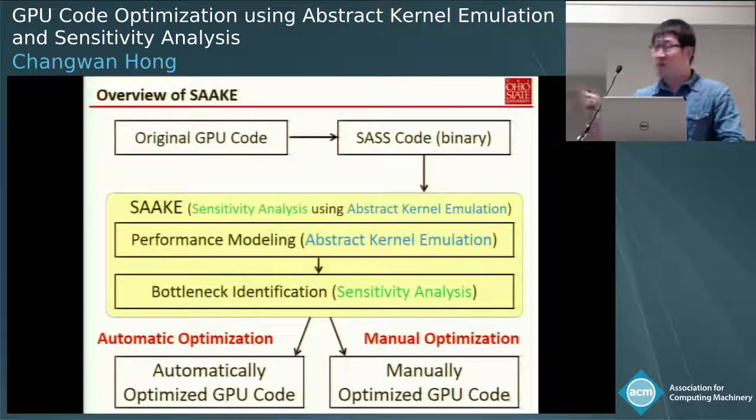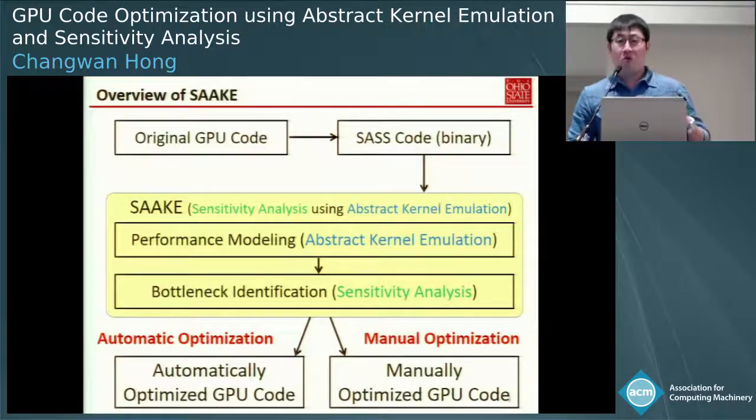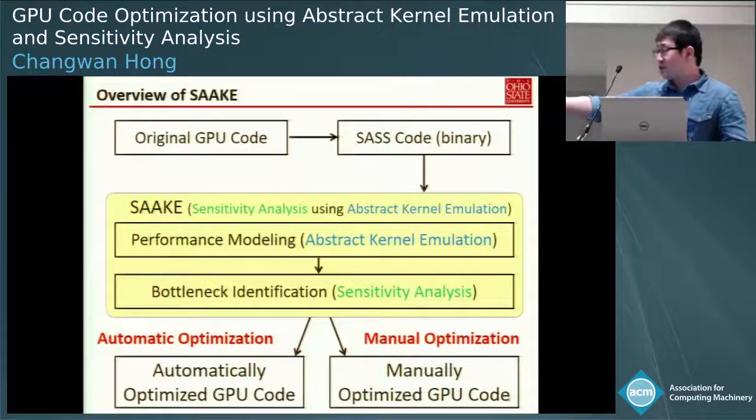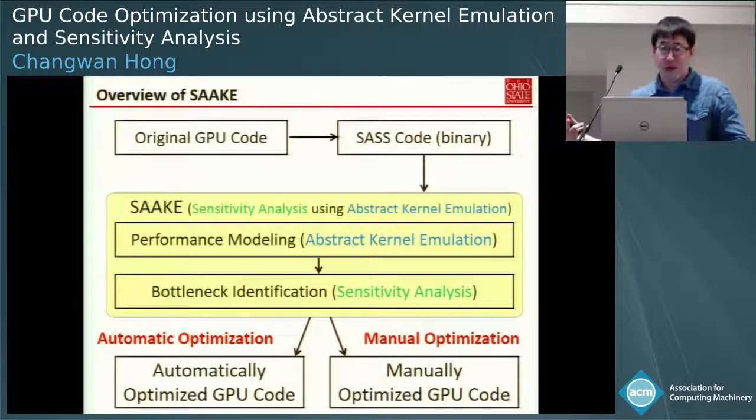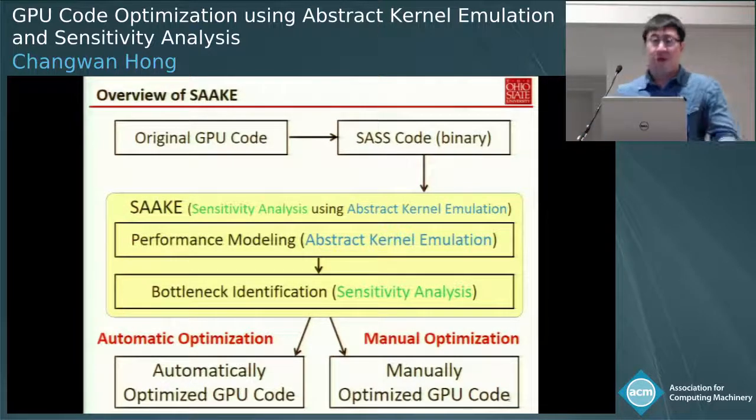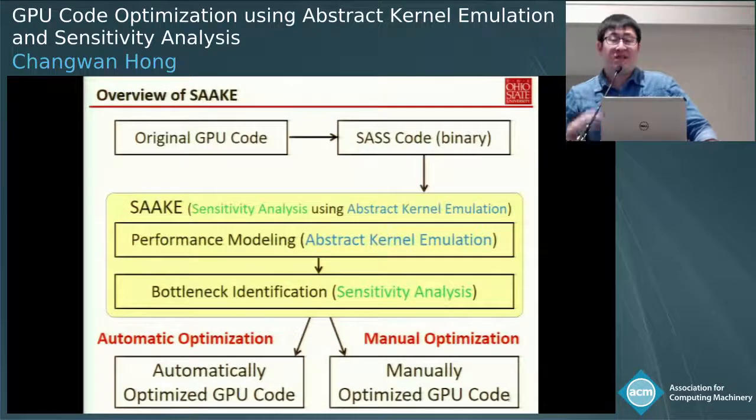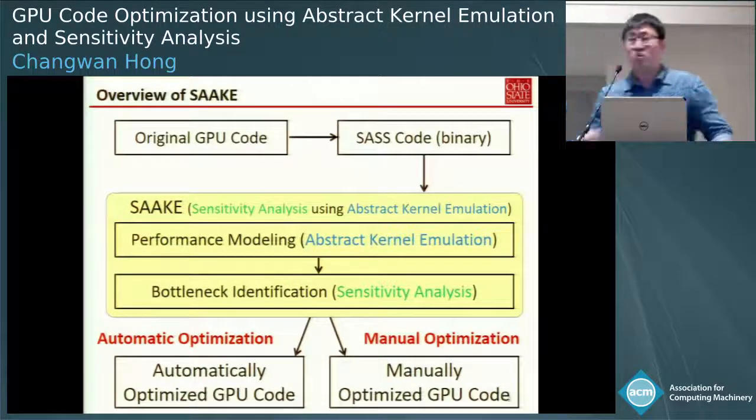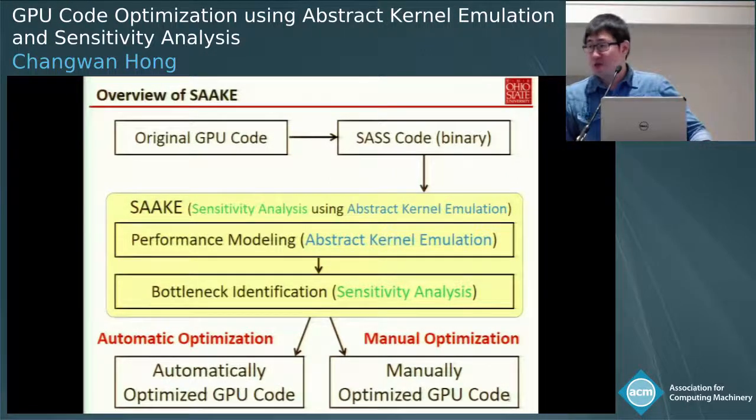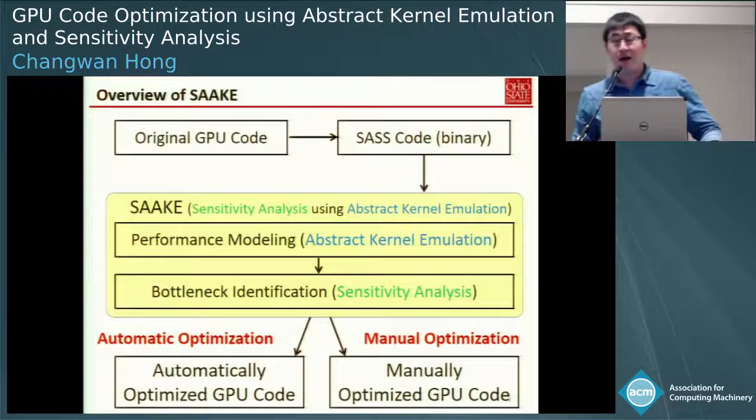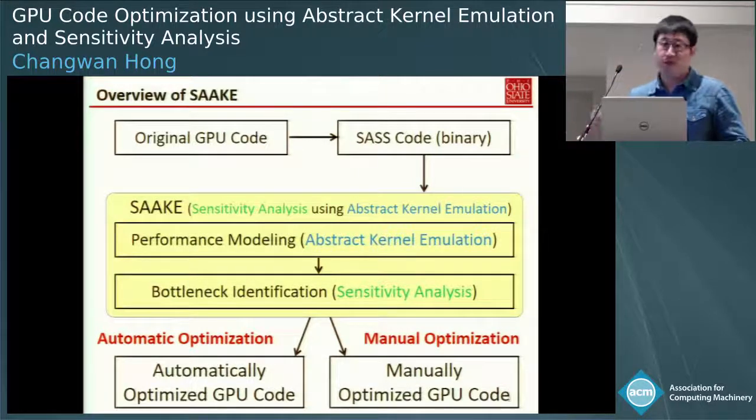Here is the overview of our work. The goal is to optimize code. We identify and relieve performance bottlenecks. So we introduce SAKE, sensitivity analysis via abstract kernel emulation, to identify performance bottlenecks. In SAKE, performance modeling is done by fast abstract kernel emulation to estimate execution time, and multiple abstract kernel emulations with different hardware parameters are used to identify performance bottlenecks.